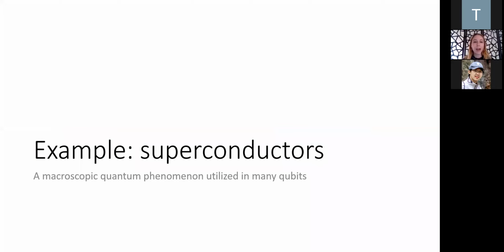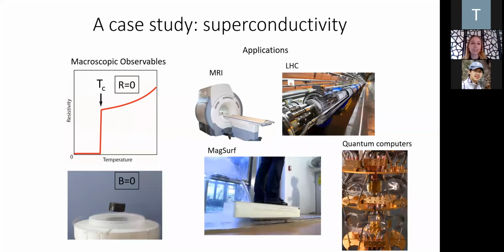So with that, I'm going to get into the first topic that I want to discuss, and that is superconductors. Superconductors are utilized in many quantum computers. I guess it's debated by experts whether there are real quantum computers, but whatever is claimed to be a quantum computer, many of them utilize superconductors. So I want to talk a little bit about superconductors here.